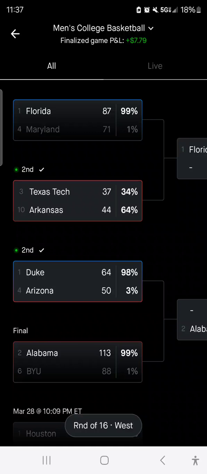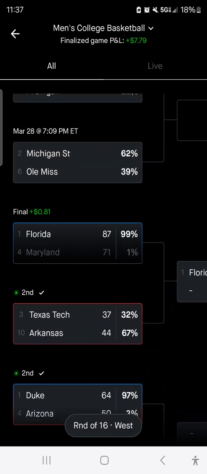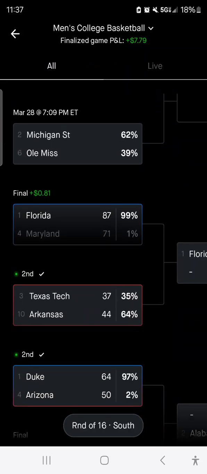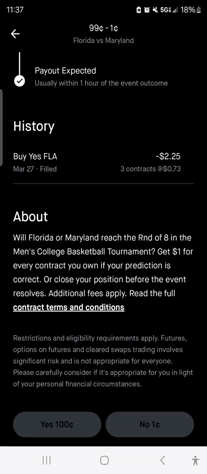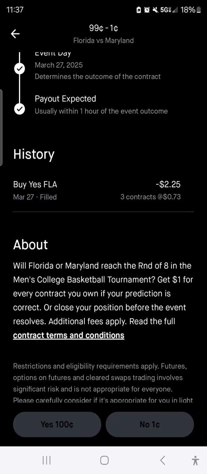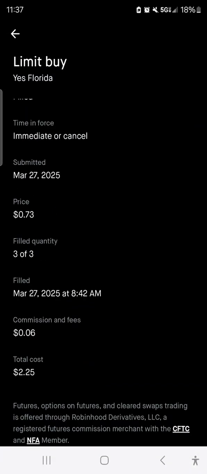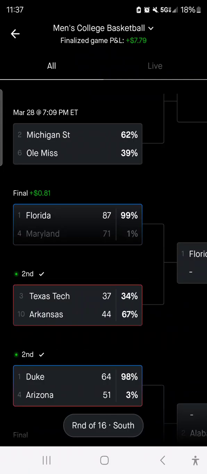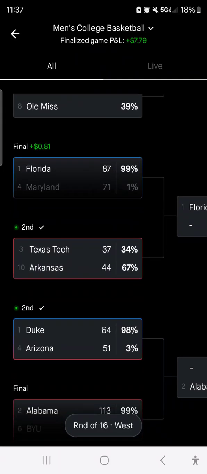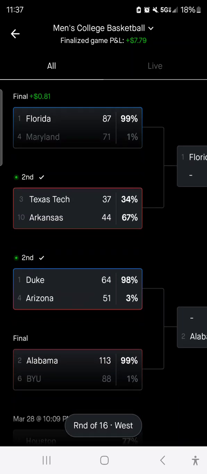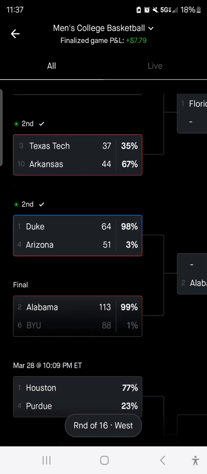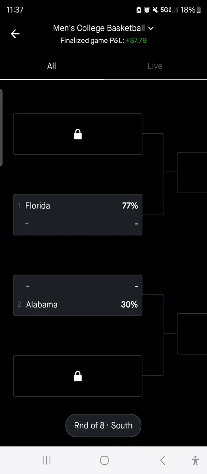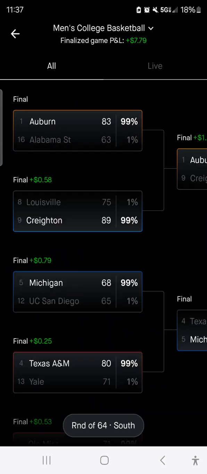Third round, I haven't had too much in the third round as well, but the Florida one, Maryland, I think I put $2 and $2.25 on it. And out of that, Maryland, I got 81 cents. Keep in mind, I'm doing very small amounts, $1 or $2, so the cost would vary based off of that.